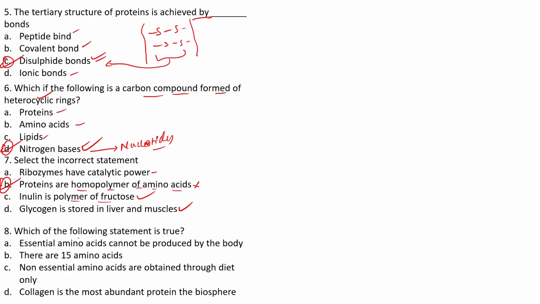The next one, which of the following statements is true? The essential amino acids cannot be produced by the body, okay. There are 15 amino acids.